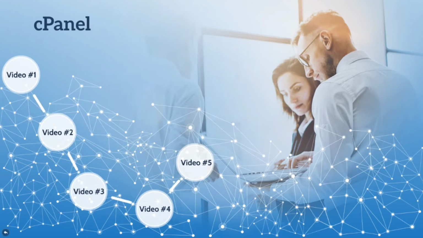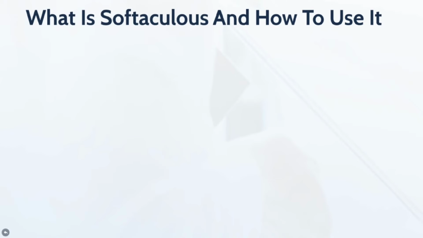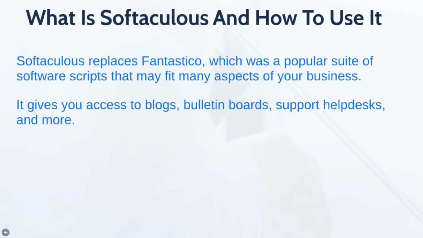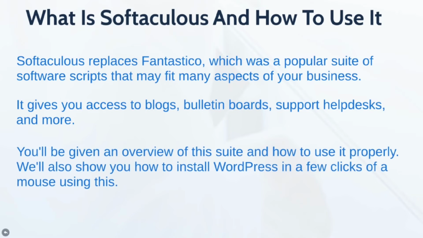Hello and welcome to video number 5. In this particular video you're going to learn what Softaculous is and how to use it. Softaculous replaced Fantastico, which is basically a popular suite of software scripts that you can build into your website. Things like WordPress, Joomla. If you want a forum, you can build forums. There are many different free scripts that you have access to that you do not have to spend extra money for. They're all built in. In other words, it gives you access to things like WordPress, blogs, bulletin boards, even support help desks, and more.